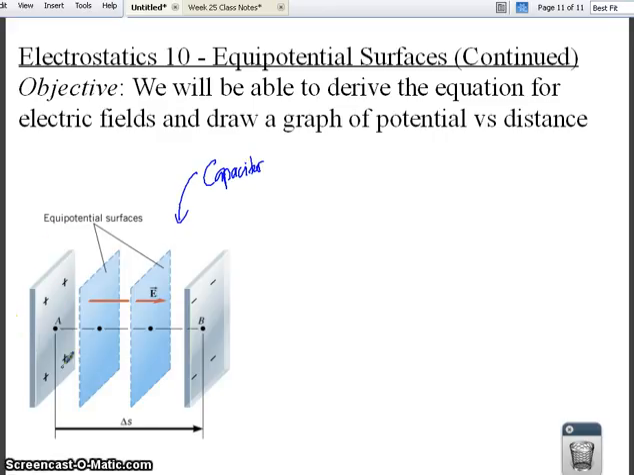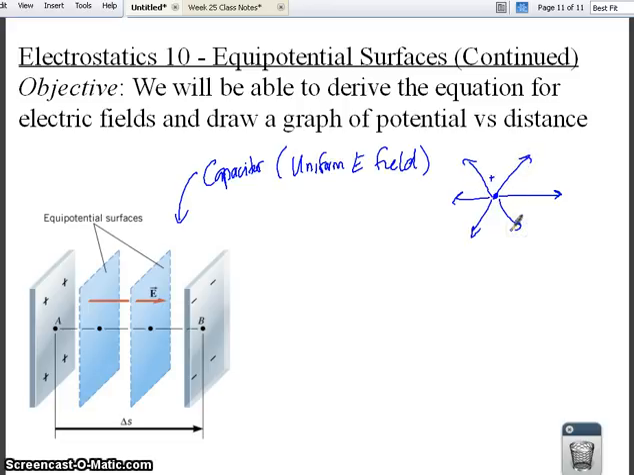Okay, and what we want to know about a capacitor for the purposes of this lesson is that inside a capacitor, we have a uniform electric field, meaning the electric field doesn't change from one spot to another. Unlike a point charge, the electric field decreases, the further we move away from the point charge. But in here, the electric field remains constant. So inside this capacitor, because the electric field is constant, the surfaces perpendicular to the electric field are equipotential surfaces.